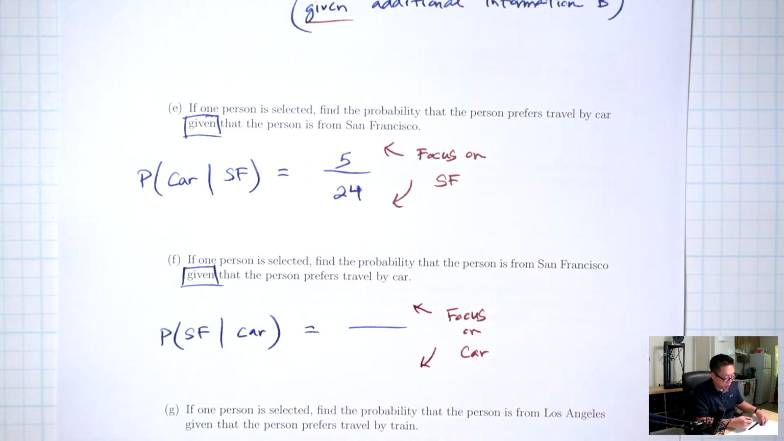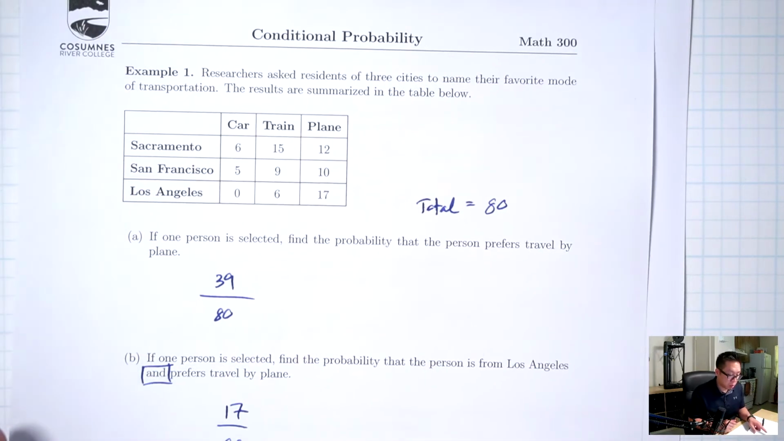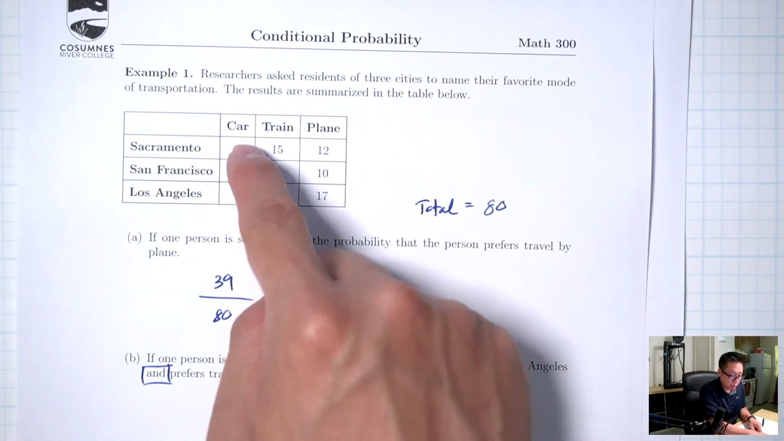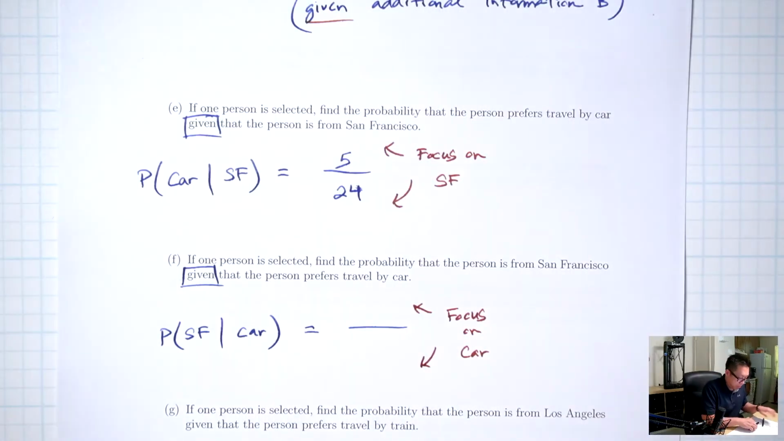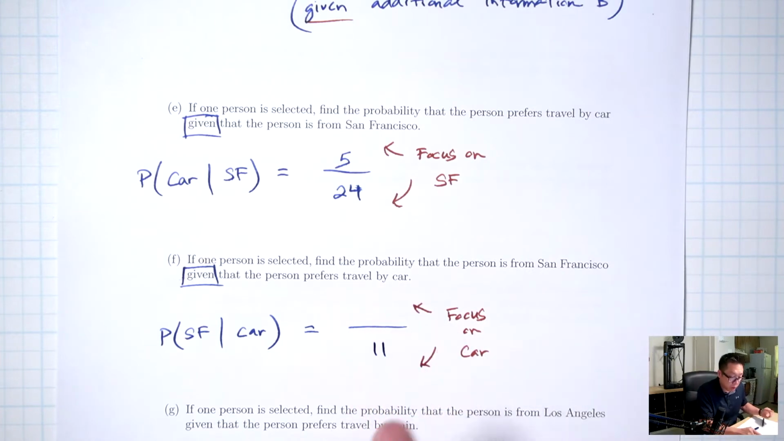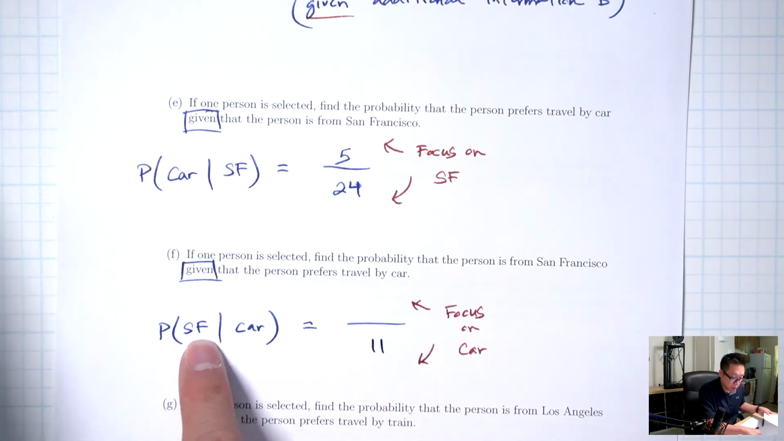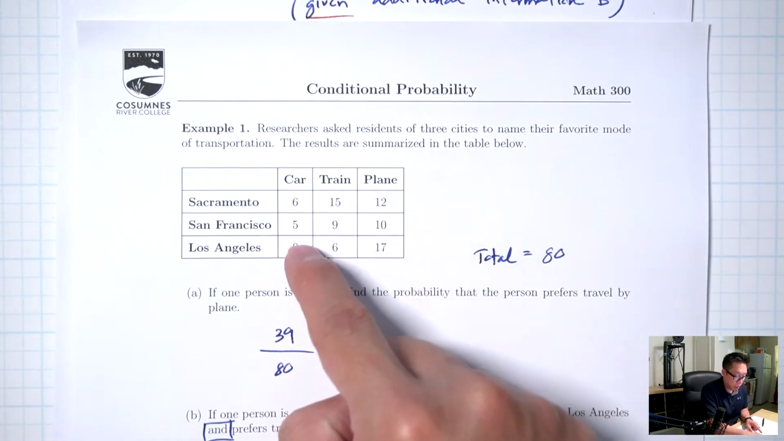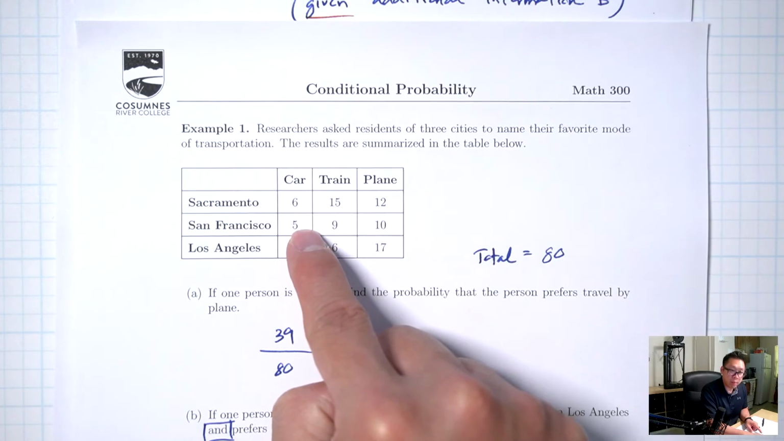Okay, start with the bottom. Focusing just on car, how many are there total? So just on car, that would be 6, 5, 0. That's 11. That's the bottom. And then for the top, still focusing just on car, how many are from San Francisco? So just focusing on car, how many are San Francisco? 5.